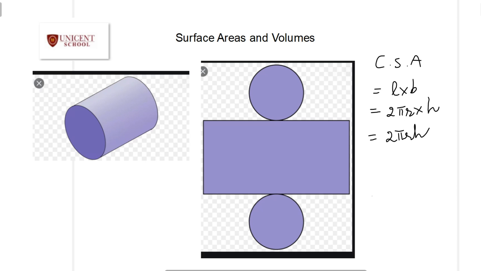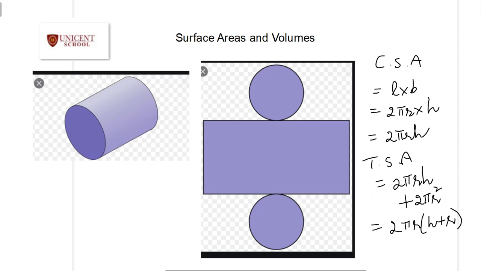And if I want to calculate the total surface area of a cylinder, then the lateral surface area, which is given by 2 pi r h, or we call it the curved surface area, plus two circles. The area of two circles is given by 2 pi r square. So hence if I take 2 pi r common, I can just give it as h plus r. So this forms the total surface area of a cylinder.